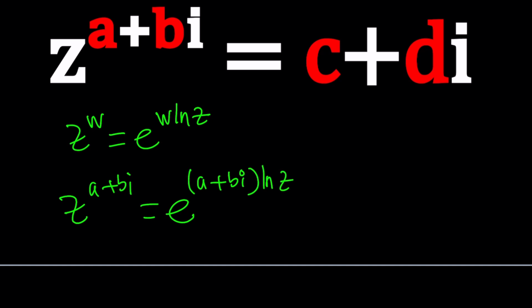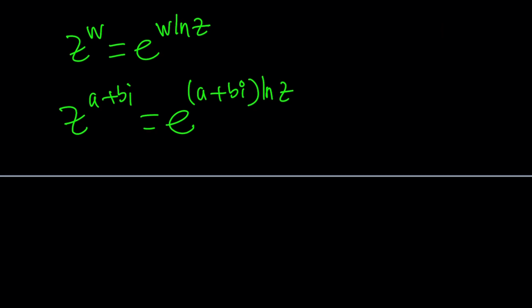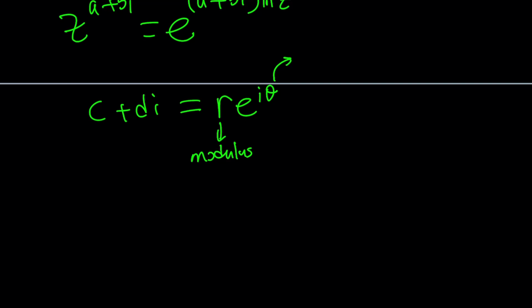Now, what about the right hand side? Okay, we'll get to that next. We were able to write z to the power a plus bi in exponential form. Let's go ahead and do the same thing with c plus di. How do you write a complex number in polar form? Easy. R e to the i theta. What's theta? R is the modulus, which is the absolute value, or some people call it the norm, and theta is the argument, but there are infinitely many values.